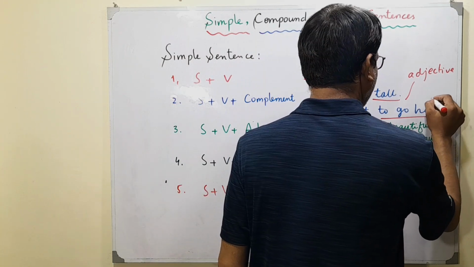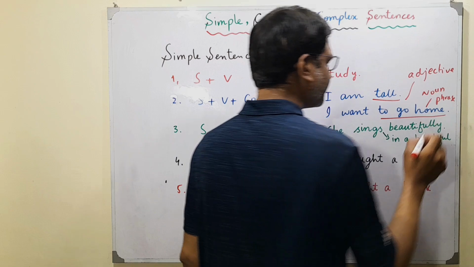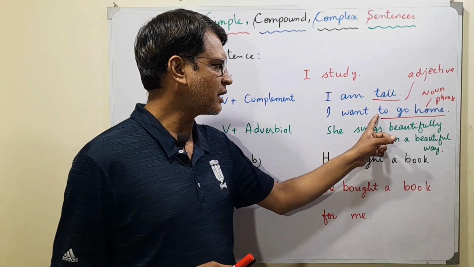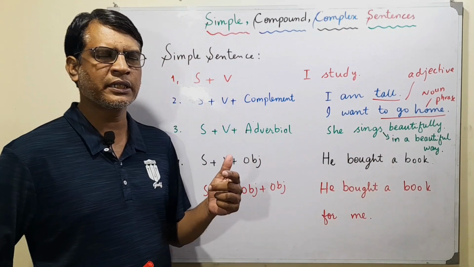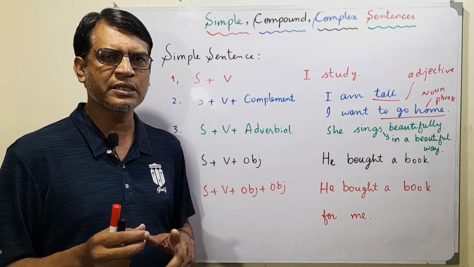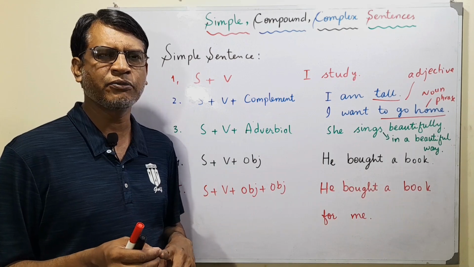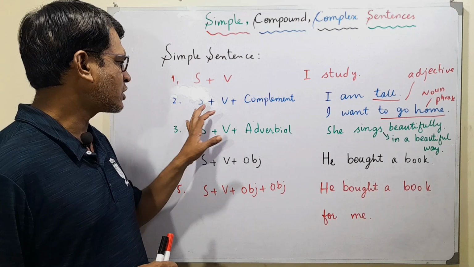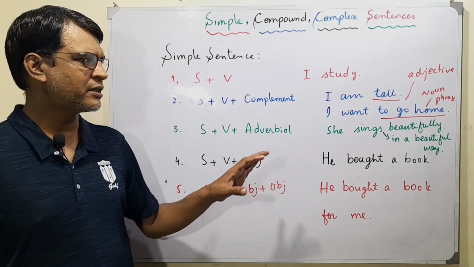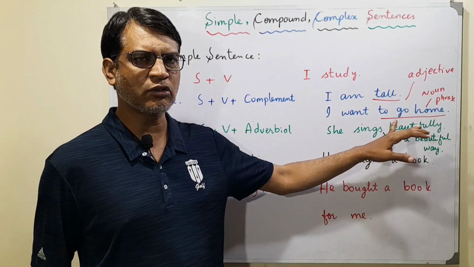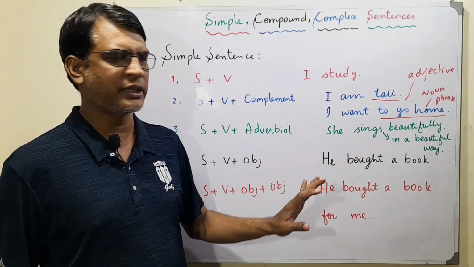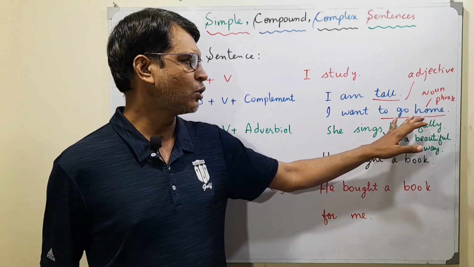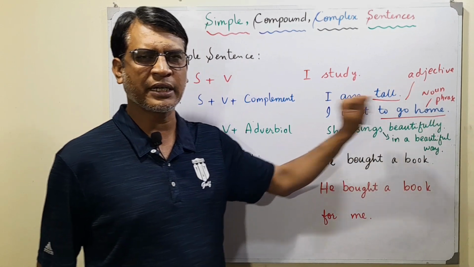Secondly, you need a noun phrase. So to go home is a noun phrase because it is starting with an infinitive. We say that a noun phrase can be made in two ways, either by infinitive or by gerund. Here we are using an infinitive. So subject verb complement can be made by an adjective or by a noun phrase. Subject and verbs are already there. I is a subject, am is a verb, I is a subject, want is a verb. To go home is a noun phrase, and tall is an adjective.